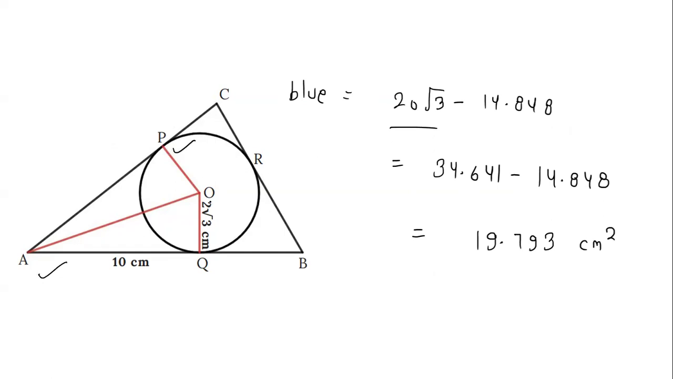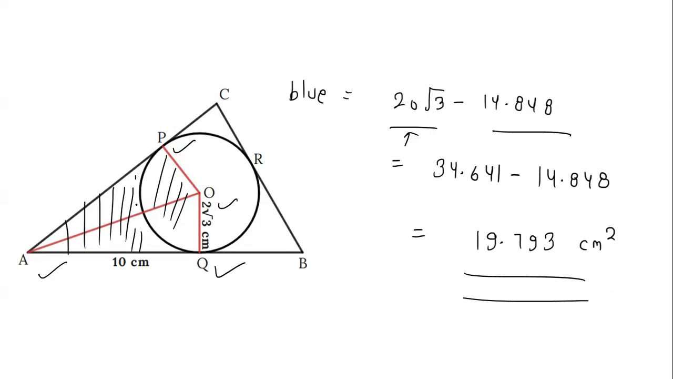this APOQ area, which is 20 root 3, minus the red sector area, which is this. So you can simplify this, and after simplification, this area will come like 19.793 centimeter square, which is this blue region area, and in this way we can solve this.